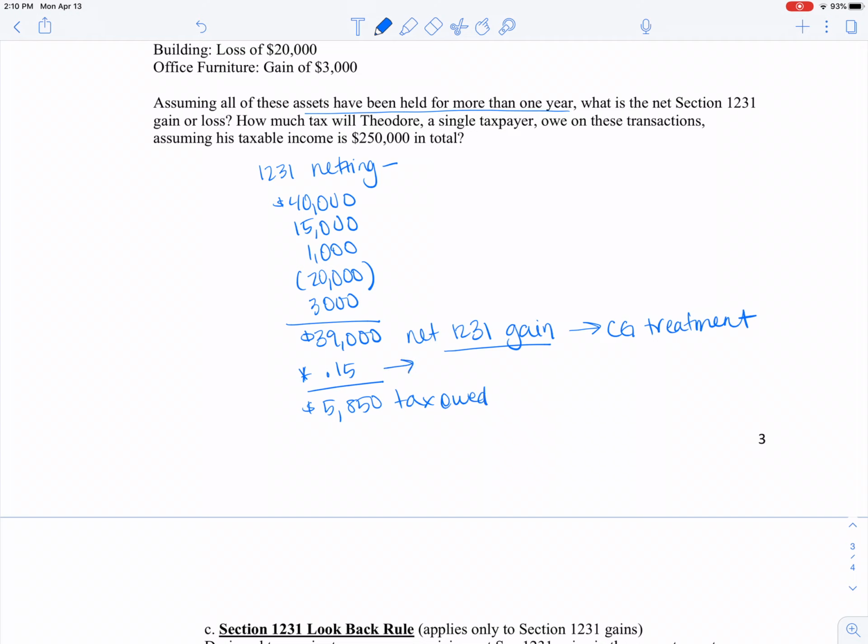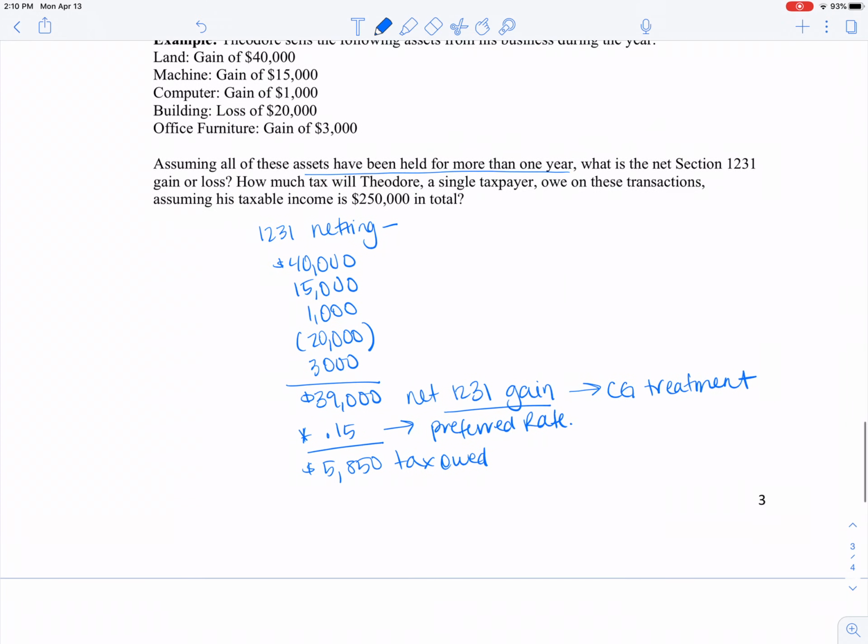And you might just want to note here, this is a preferred rate. The ordinary rate for this taxpayer with income of $250,000 is not going to be 15%. If this gain was taxed at ordinary rates, then the taxpayer would pay much more in tax.